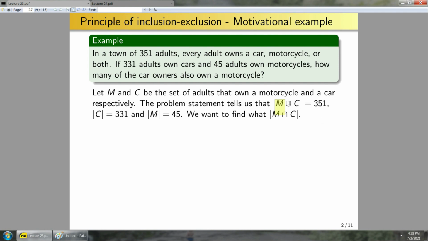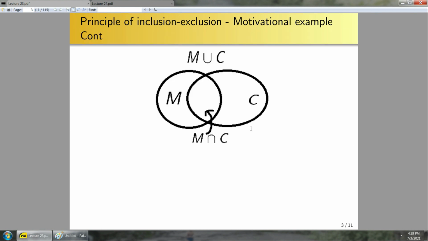So given the cardinality of the union and the cardinality of the individual sets, is it possible to find the cardinality of M intersect C? In other words, is there a relationship between these four sets? Well, yes, there is a relationship between the cardinalities of these sets. So let's look at a picture. Here I have my set M, I have my set C, and here's my intersection between the two, and if I combine them, I get the union.